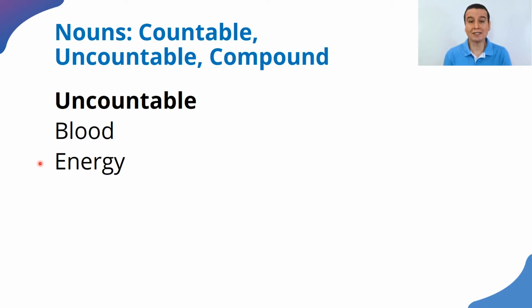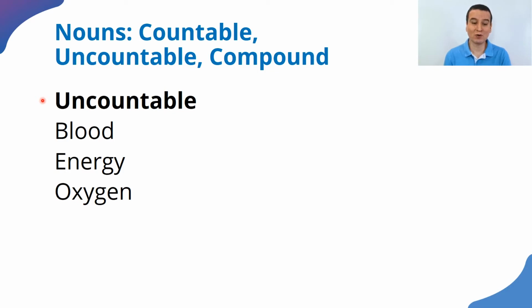Or the word oxygen is also uncountable, which means that we cannot pluralize it. And if we want to pluralize them in some way, we have to use units. For example, we can say liters of blood. We can say units of energy. So 2 energy units, for example, 2 oxygen tanks.